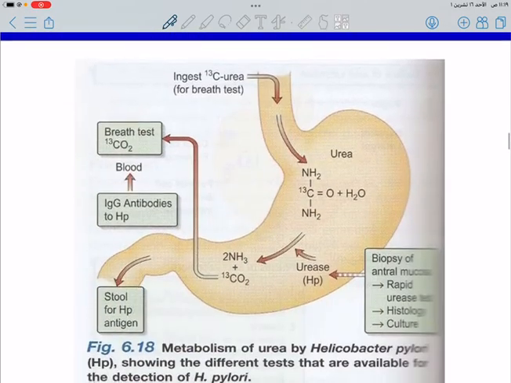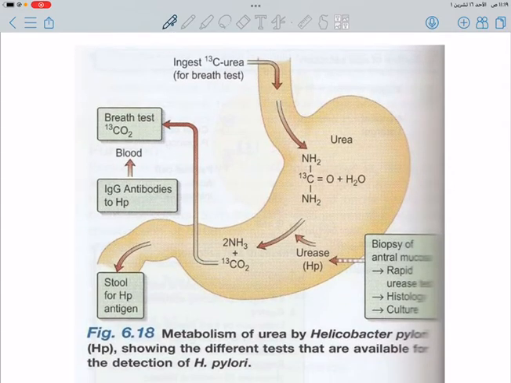هسه نشوف هذا السلايد. هسه عندي يوريا. المايكرو اورجانيزم شو؟ يوريز بوزيتيف. It can break urea, تمام؟ Into what? Into ammonia and CO2.